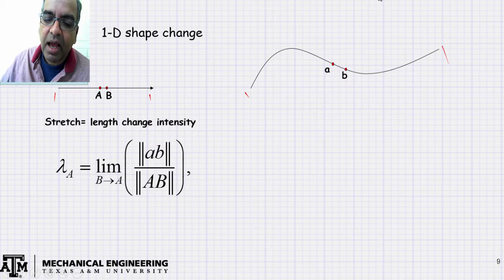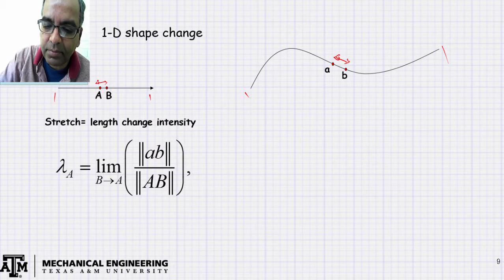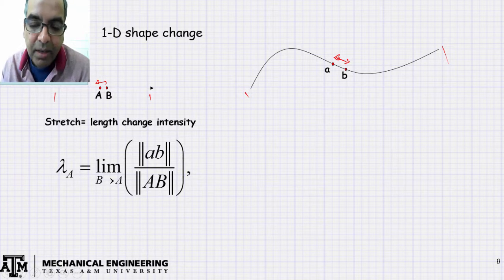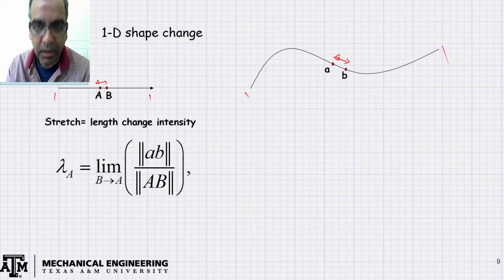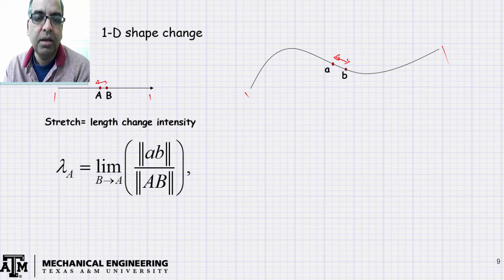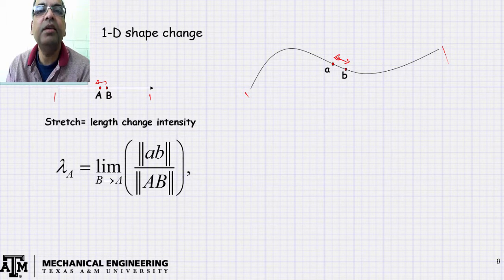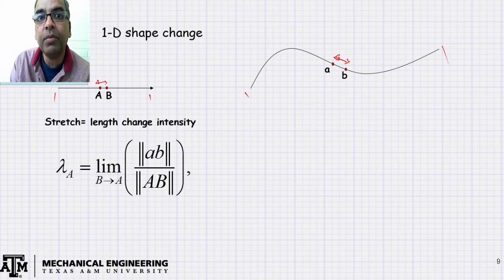That is the limit as B gets to A of this length divided by that length. If that limit lambda, and the symbol is lambda, and if the limit lambda A goes to 1, then you say there is no length change. If it goes to 0, you would say the body got crushed. If it goes to infinity, that means the body got really stretched. You with me? So it's like absolute temperature. You know what I mean? So it goes from 0 to infinity. It doesn't go from negative infinity to infinity.